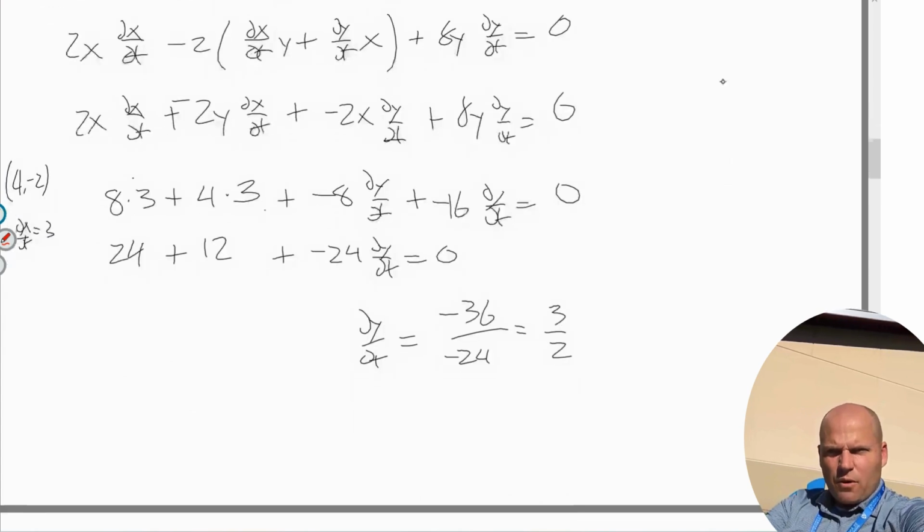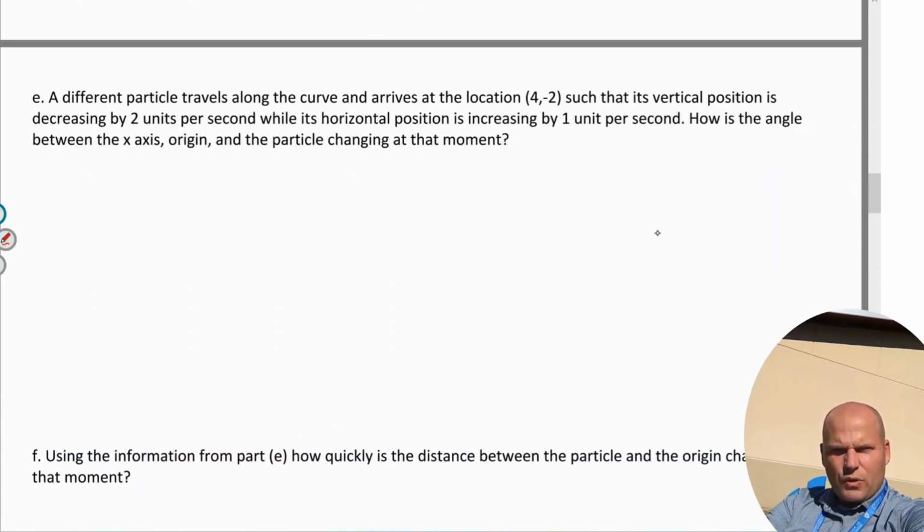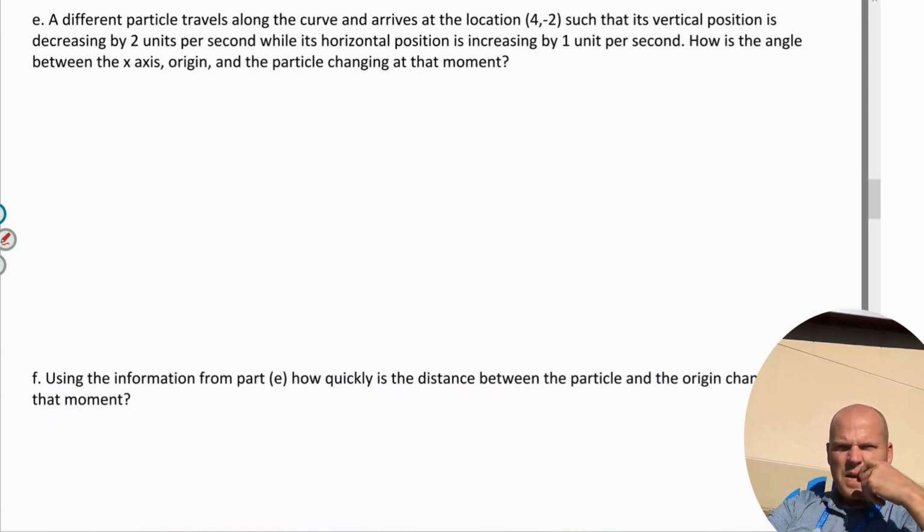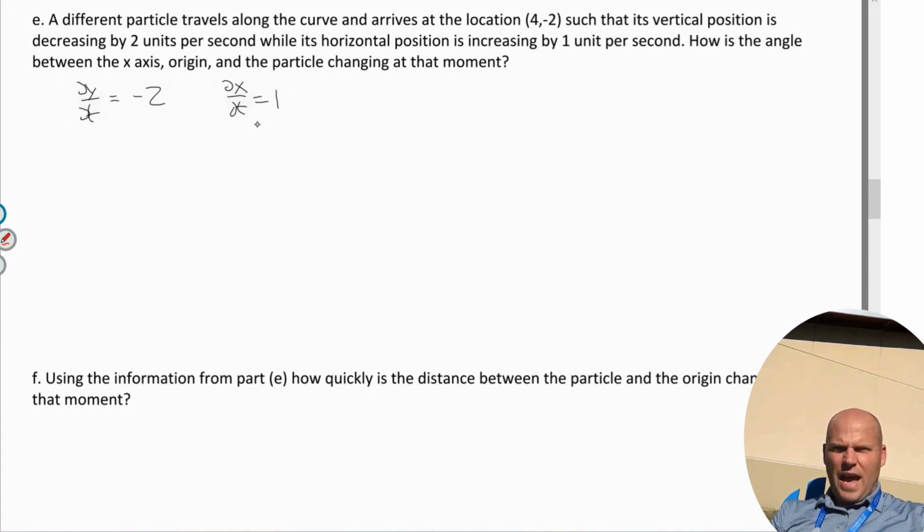Okay, so now we're into day 3 and 4. We're going to have to change locations after this problem. I could sum up: a different particle travels along curves and arrives at the location such that its vertical position is decreasing. The change in y is negative 2 at that moment in time. The horizontal position is increasing, so dx/dt is 1. How is the angle between the x-axis, the origin, and the particle changing at that moment?